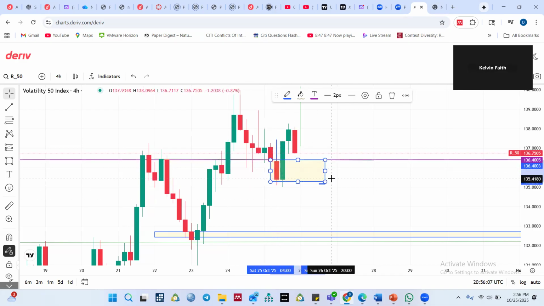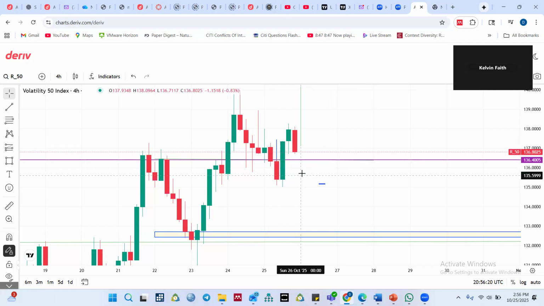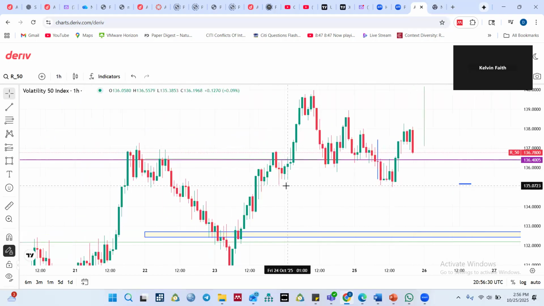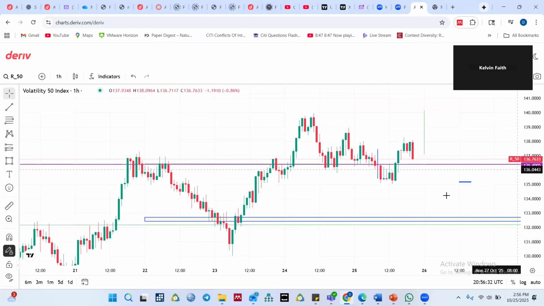If that happens, another bearish close below the resistance, sellers are going to be in charge from the 4-hour time frame. Okay, so that is another thing. The other thing we should look for, let me go to 1 hour and see what is happening.